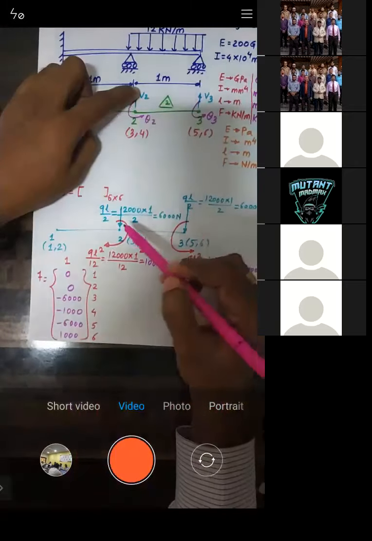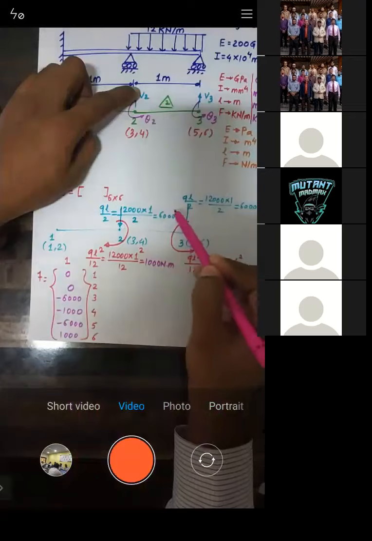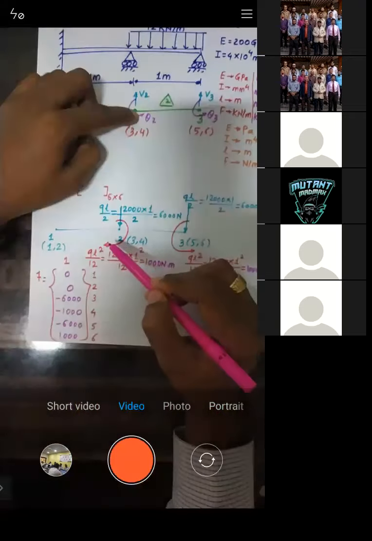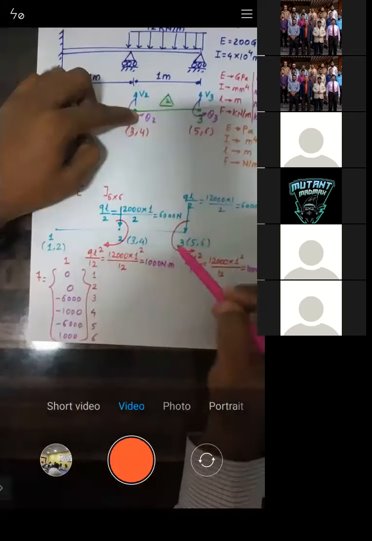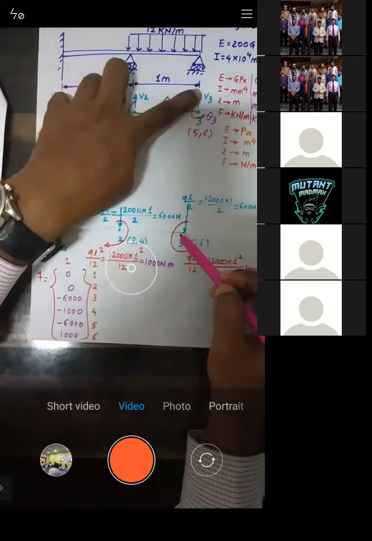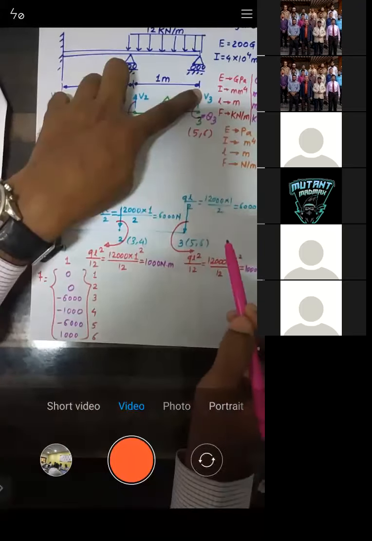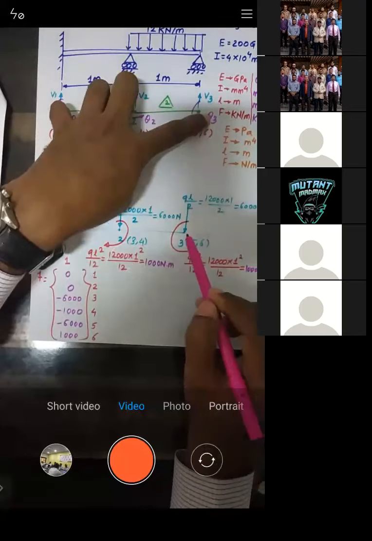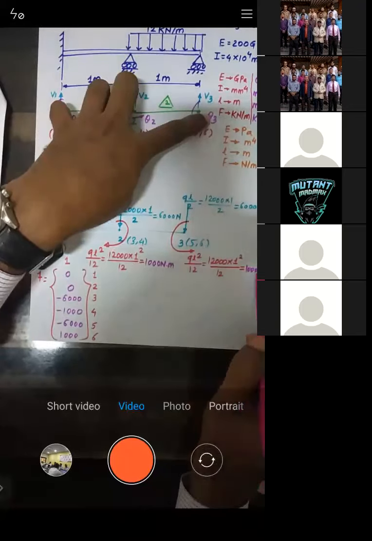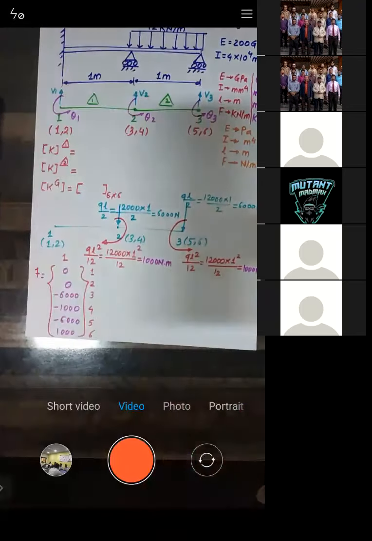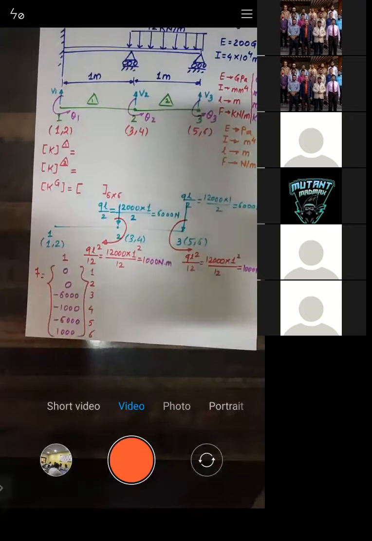See, this is upward. This is downward. So this value is minus. This is anti-clockwise. This is clockwise. So this value is again minus. Then this is upward. This is downward. So this value is again minus. Then this is anti-clockwise. This is again anti-clockwise. So both these values are plus. Is that okay? Is it okay or not? Let me know.